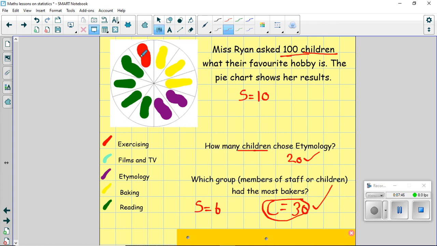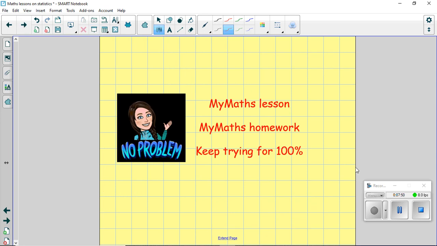Okay, so you'll have a question very similar to that to do today on My Maths. So I've kept the lesson nice and short, so you've got time to do the My Maths lesson as well. My Maths homework, keep trying for 100%. And the most important thing today is to make sure you work out what each section of the pie chart is worth. Okay, and I think we've got this, no problem.